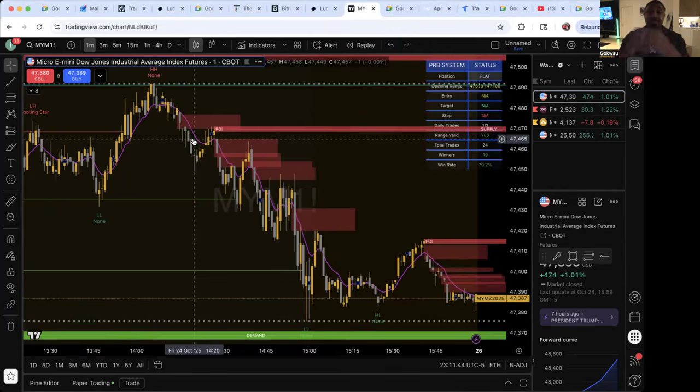The overall strategy, technically what we use, is called the ORB strategy. ORB means opening range break.